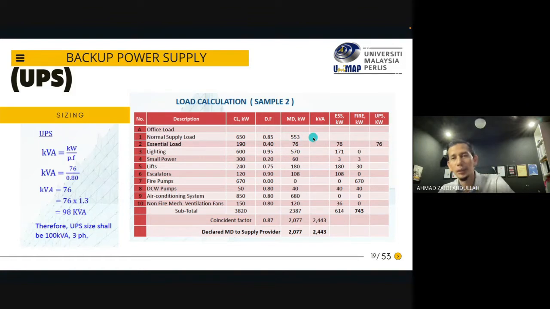So let's say for the UPS they decide to connect to the essential load. Essential load is the important load. Normally the owner of the building will decide which loads are essential to be powered up without interruption. You must know that.